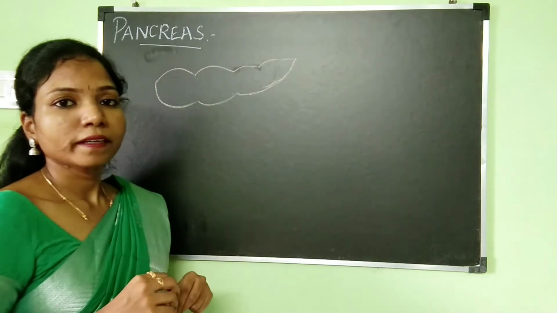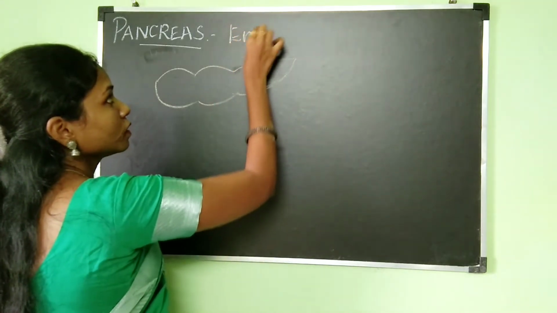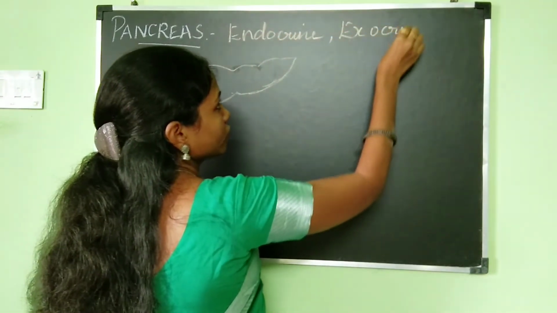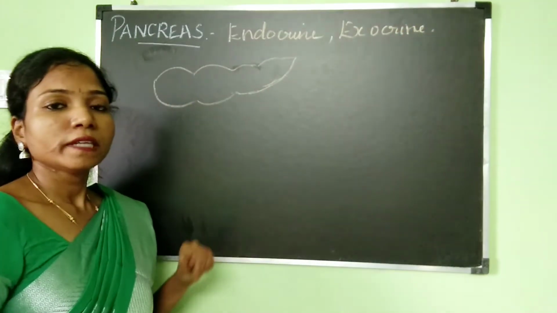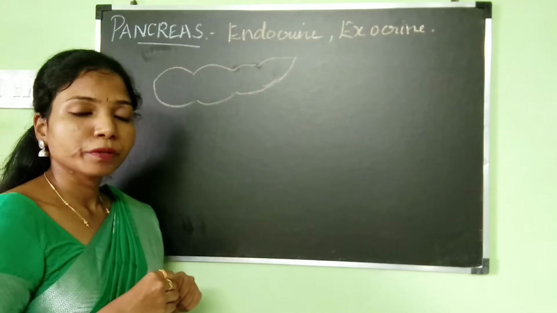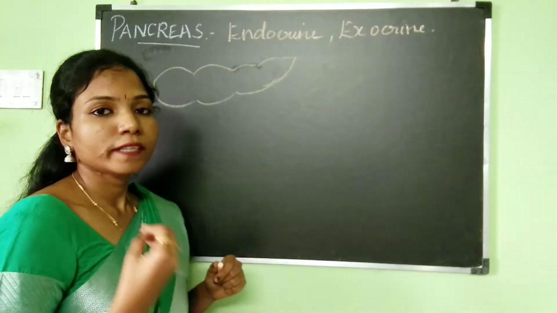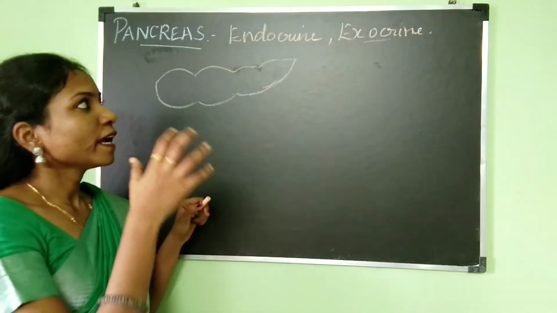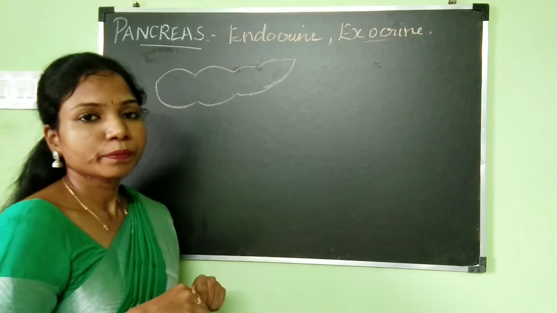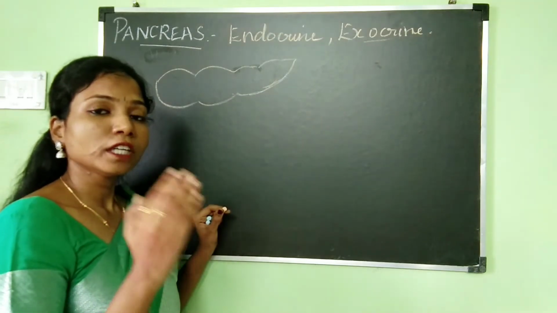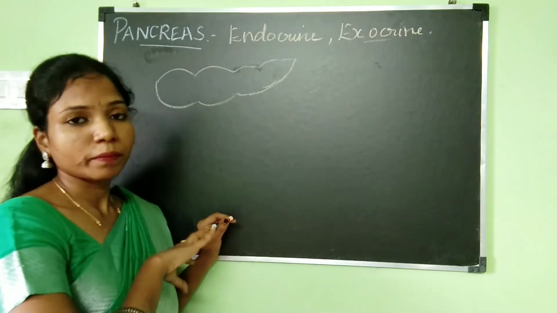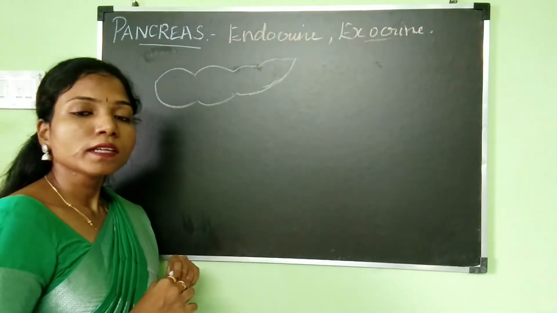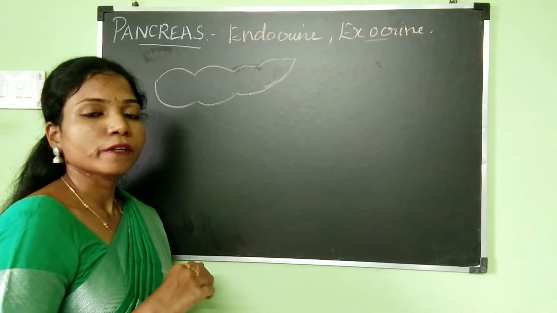So when we talk about the pancreas, it is both endocrine as well as exocrine in function. The exocrine part of the pancreas produces the enzymes which are needed for the digestion of food, but the endocrine part of the pancreas produces the hormones. So now we are going to discuss only the endocrine aspect of the pancreas and not the exocrine. What are the cells which are there and what are the hormones which are present? Let's discuss.